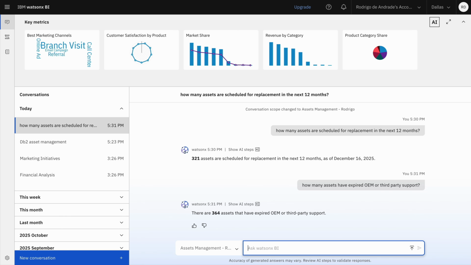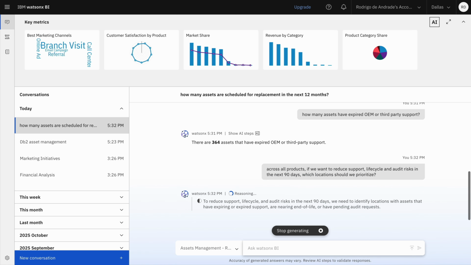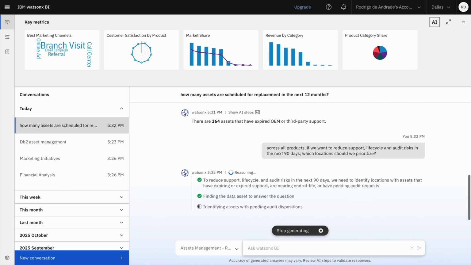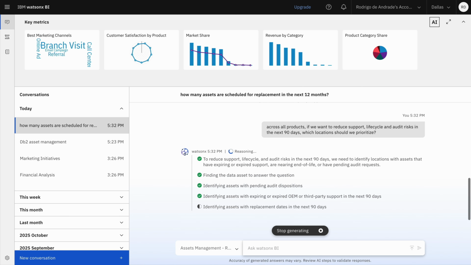Finally, let's step back and look across all software products. So I will ask, across all products, if we want to reduce support lifecycle and audit risks in the next 90 days, which locations should we prioritize? So this is a much more complex question, right? This is not a simple descriptive question. I'm asking it to involve several different factors and give me some guidance here.